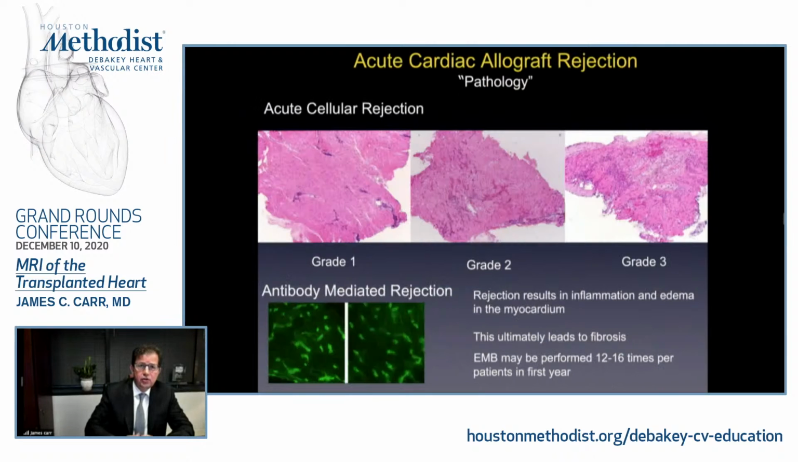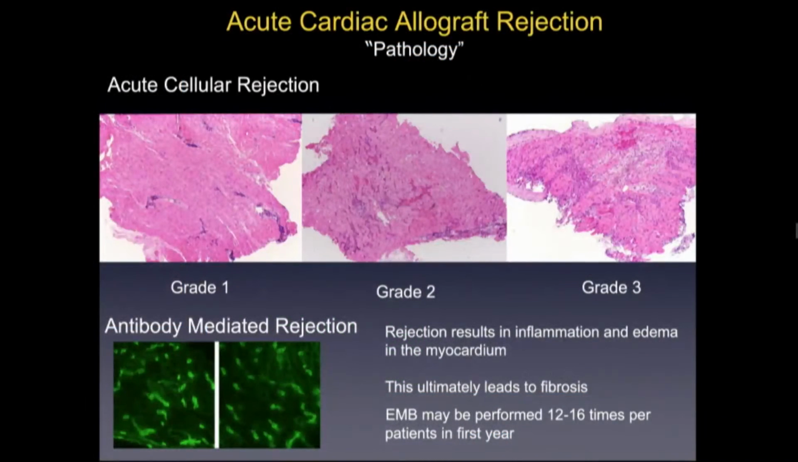So just a quick review of the classification of acute rejection, first of all. It's based on histological classification and divided into, first of all, no rejection, and then grade 1, mild, grade 2, moderate, and grade 3, severe, based on the amount of lymphocytic infiltration. Patients can also be susceptible to antibody-mediated rejection, and this follows a similar type of classification system.